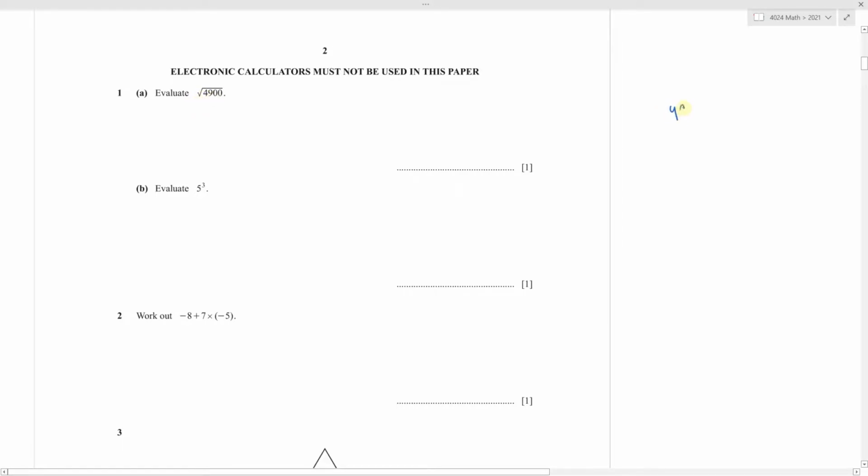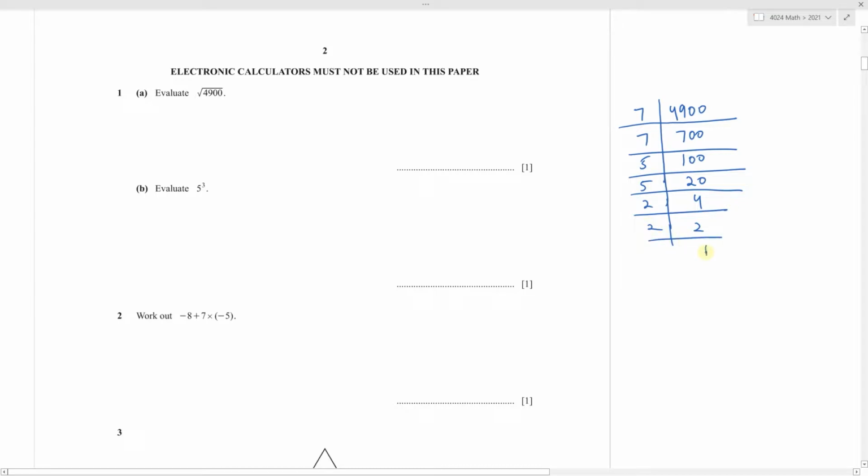So you will find out the prime factors for 4900. So this is divisible by 7. 7 is a prime number. 7 times 7 is 49 and then 2 zeros. Then again 7 times 1 is 7, 0, 0. Then 5 times 2 is 10 and then 0. 5 times 4 is 20. 2 times 2 is 4 and then 2 times 1 is 2.